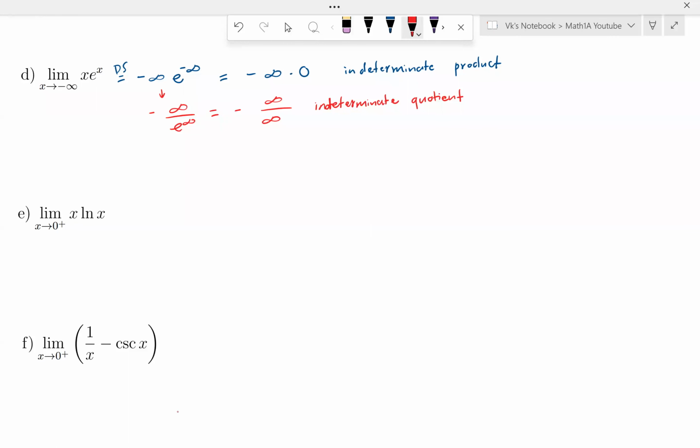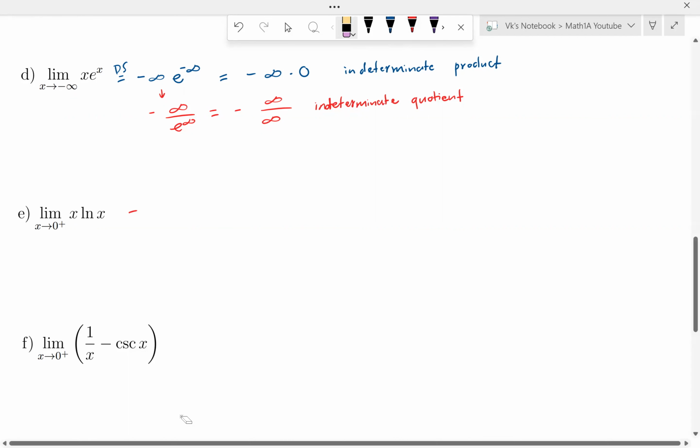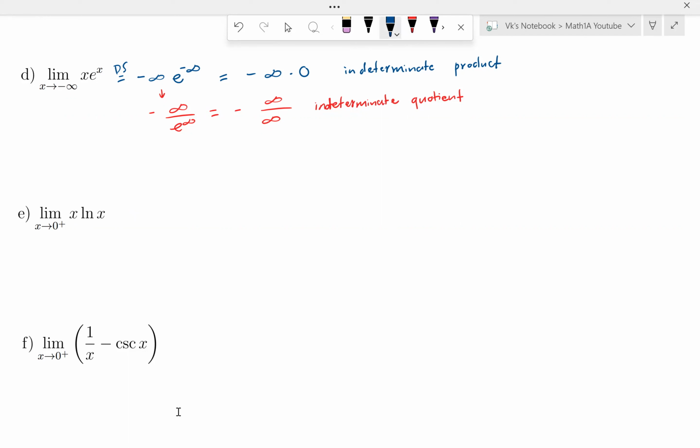E, limit as x goes to 0 from the right side of ln x. Okay, let's do a direct substitution here. We have ln of 0 on the right side, which we know is negative infinity. So we have negative infinity times 0, which is an indeterminate product.